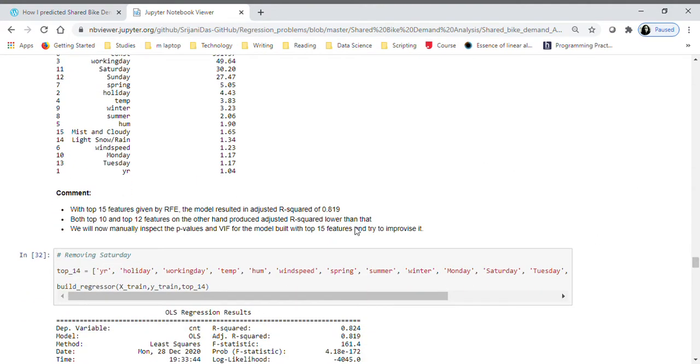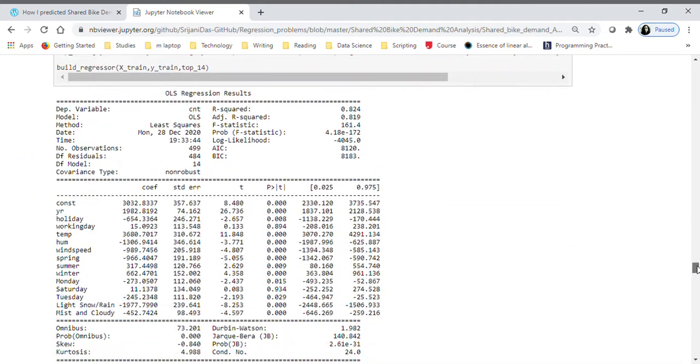81.9%. So what am I going to do now? With the top 15 features given by RFE, the model resulted in an adjusted R-square of 0.819. Both the top 10 and 12 features produced a lower adjusted R-square than that, and we want as much adjusted R-square as possible. We'll now manually inspect the p-values and VIF of the model with the top 15 features. We already got a decent adjusted R-square with the top 15, but with the top 10 and top 12 we didn't get really good values. So we will start with the nice value, which is the top 15, then look at the individual VIF and p-values of the features and try to optimize the model even further.